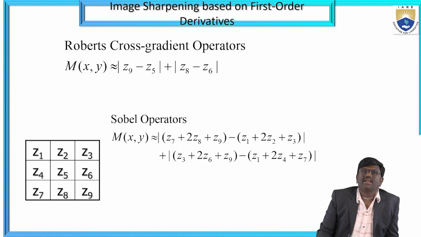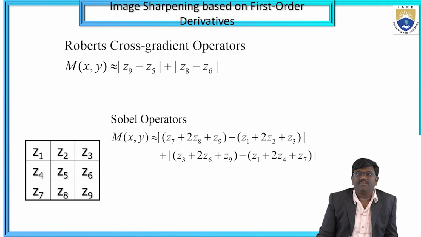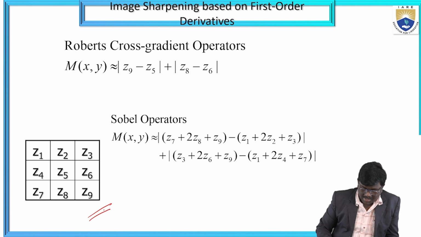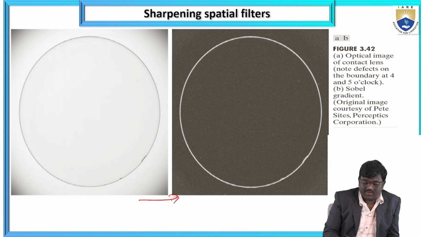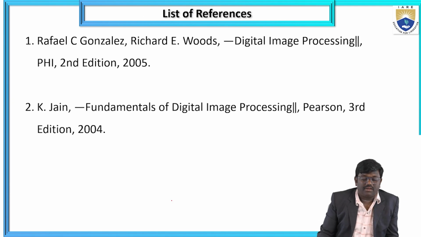As our title says, we are considering different methods. One of the methods is the Roberts cross gradient operator, and we also concentrate on the Sobel operators. Here M of x comma y is what we are concentrating on, using the g values. You can see the sharpening spatial process from one figure to another and understand it easily.